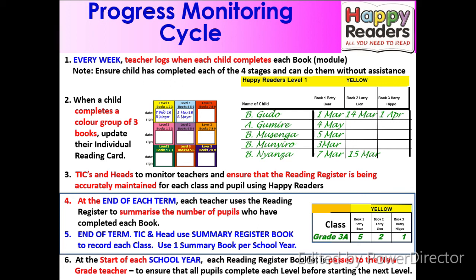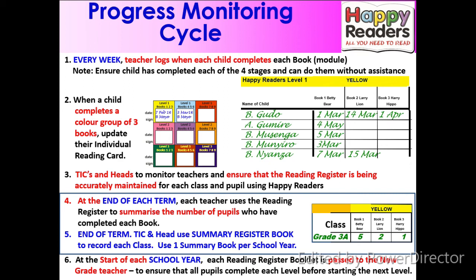Then at the end of each term, each teacher uses the reading register to summarize the number of pupils who have completed each book onto the summary form. And this again is a form that will be issued to you. And at the same time, end of term, TIC and head use the summary register book to record the summary for each class and use 1 summary book per school year. The summary book has space for term 1, term 2, and term 3 for each of the Happy Readers levels, level 1, level 2, level 3.